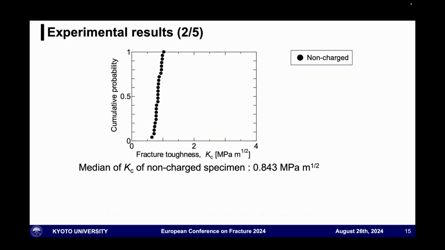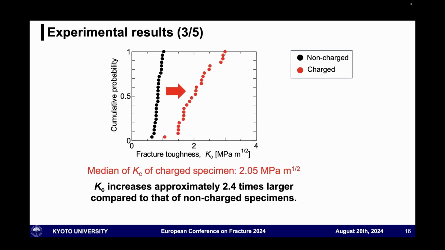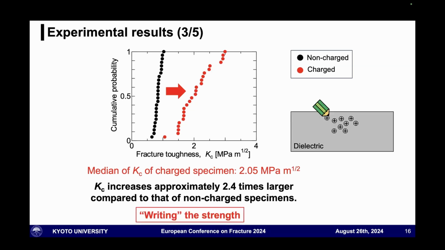So this is the cumulative probability of fracture toughness of non-charged specimens. According to this result, the median of Kc of the non-charged specimen is this value. This is the cumulative probability of fracture toughness of charged specimens. The median of Kc of the charged specimen was this value, and Kc increases approximately 2.4 times compared to that of non-charged specimens. So, writing the strength is realized.